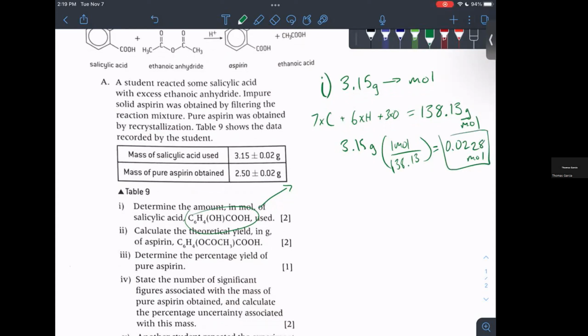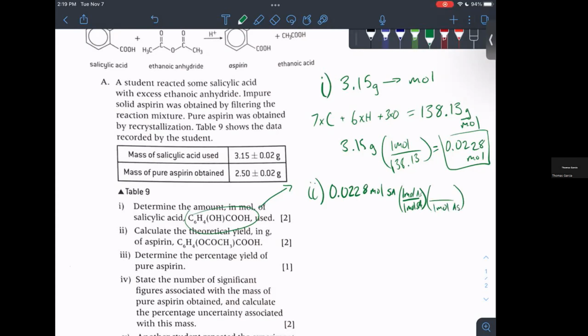All right, moving on to number 2. Number 2 says calculate the theoretical yield in grams of aspirin. So what we have to do is take our moles of salicylic acid, 0.0228 mole of salicylic acid. I'm just going to say SA because I don't want to write it out. And we're going to go ahead and convert that. Now we know it's a 1-to-1 ratio because we looked at the balanced equation already. So it's 1 mole SA to 1 mole, I'm going to say AS for aspirin, even though I know that's arsenic, but I don't feel like writing out aspirin. So then 1 mole of aspirin.